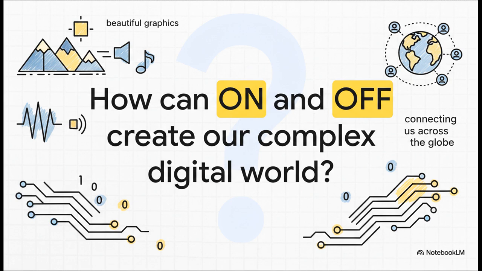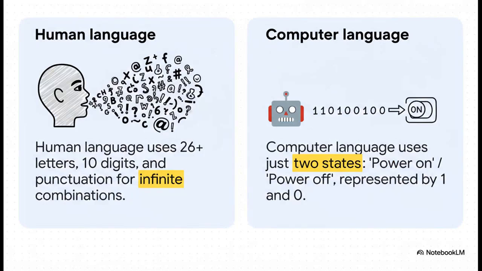How in the world can a machine that is, at its core, incredibly simple, with a vocabulary that's literally just on and off, be able to do everything it does? I mean, creating stunning art, connecting us across the planet, it seems like magic, right? But the answer, you'll see, is surprisingly logical. And this is where it gets really interesting.